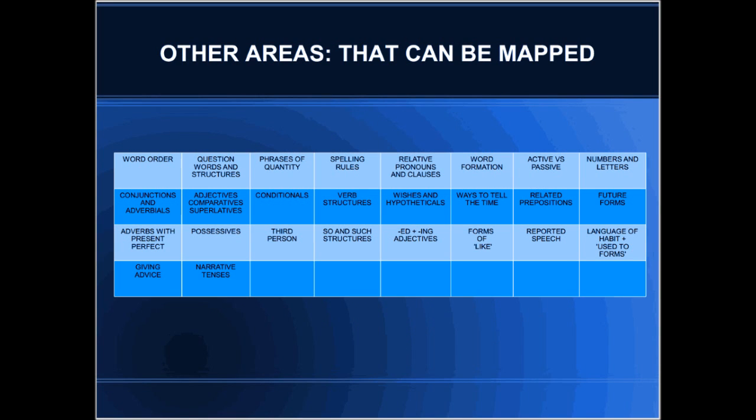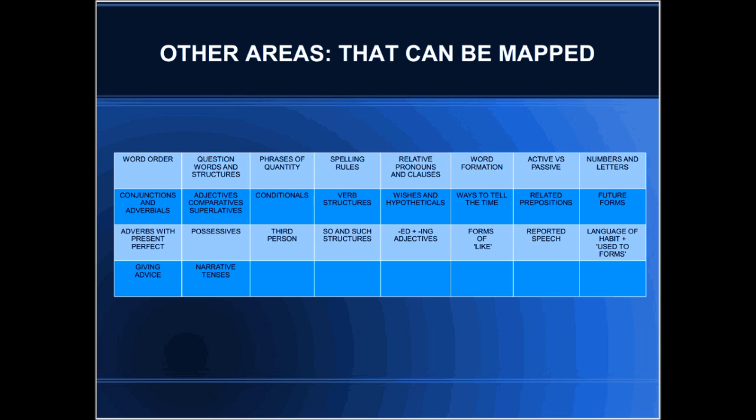You can see that I've added into this table other areas that I've already tried to do this in, with word order, question words and structures, phrases of quantity, spelling rules, relative pronouns and clauses, word formation, active versus passive, using numbers and letters, conjunctions and adverbials, adjectives, comparatives, superlatives, conditionals, verb structures, wishes and hypotheticals, ways to tell the time, related prepositions, future forms, adverbs with present perfect, possessives, third person, so and such structures, ed and ing adjectives, forms of like, reported speech, the language of habit and used to forms, giving advice, and narrative tenses can all be mapped out. You can also explore those areas by yourself.